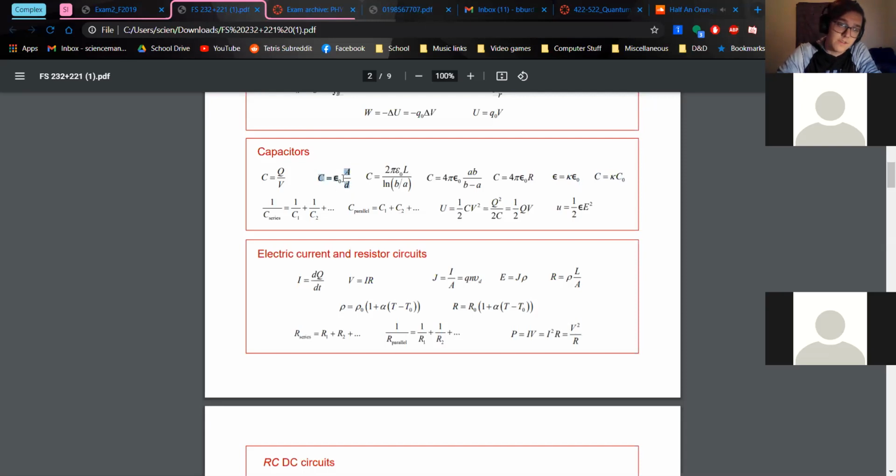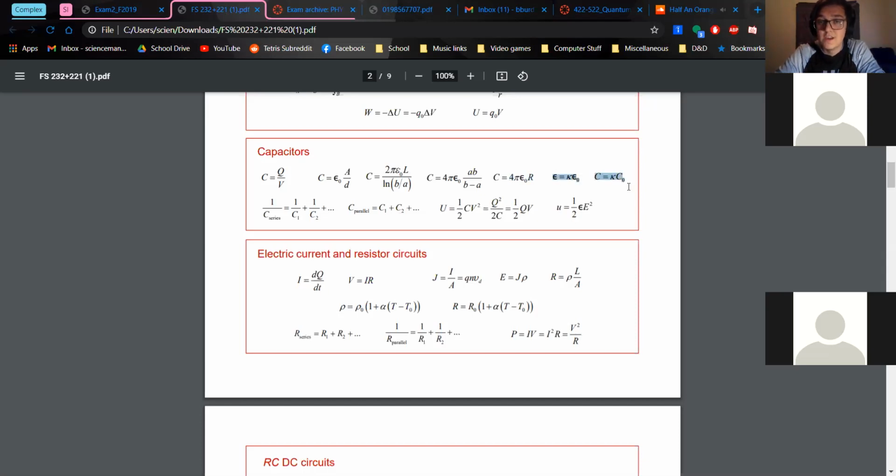So this is for parallel plate capacitors. A is the area of the plates, D is the distance between them. And then we have these, which are just different kinds of capacitors. So this is the capacitance for a cylindrical capacitor. This is a spherical capacitor, and this is a spherical capacitor with the second shell at infinity. So you just take the second shell and make it infinitely large. So it's essentially the capacitance of a single sphere without a second layer to it.